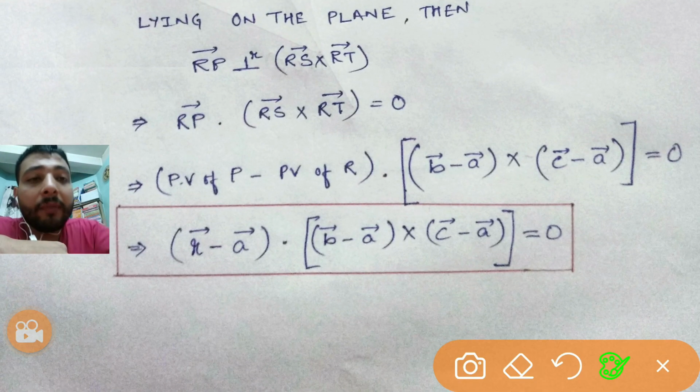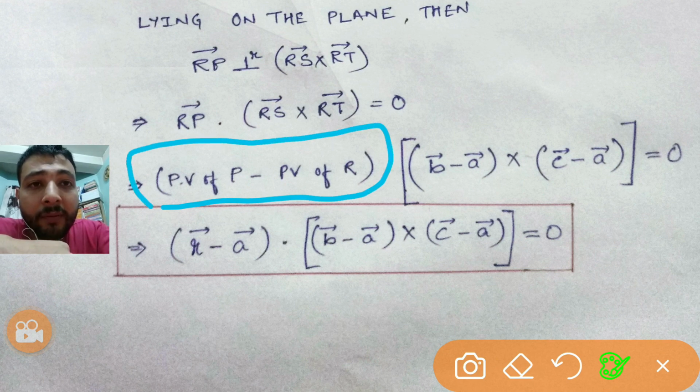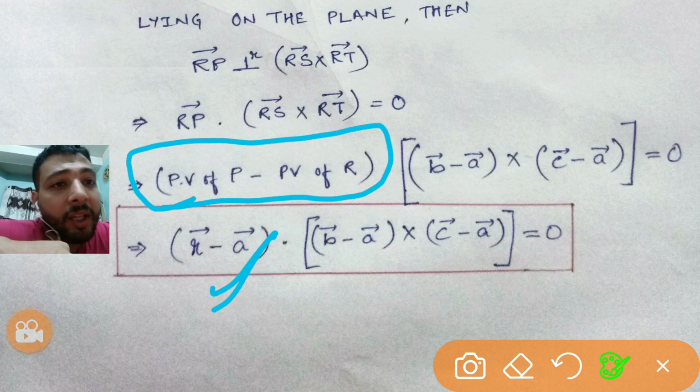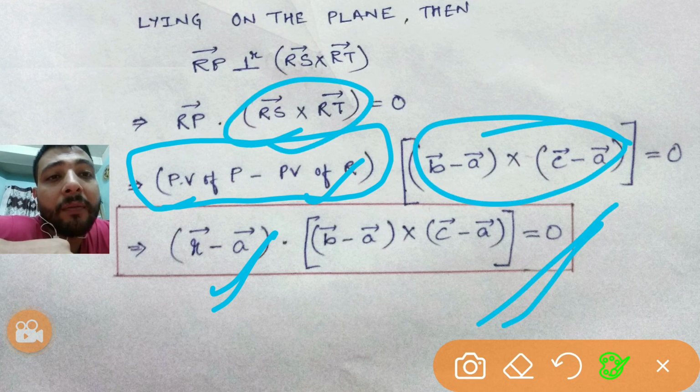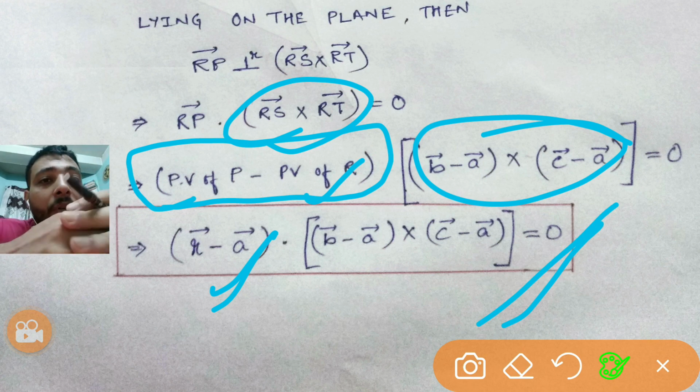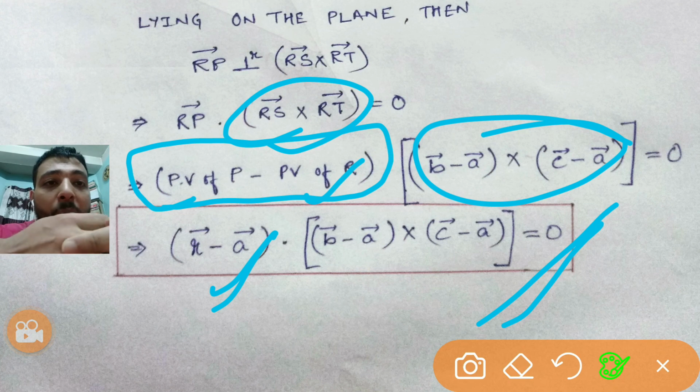Now see what I have written. This is just to make you understand, otherwise I would have written this one directly. So this is for explanation, and for them I have written directly. So this is your vector form of the equation of a plane passing through 3 points. So for a question, if you see that 3 points can be found for a plane, then you will be using this one to get the equation.